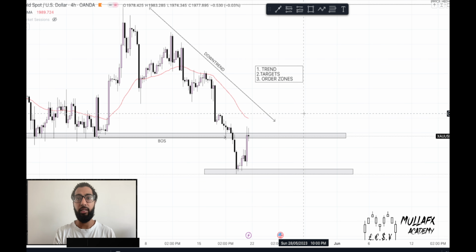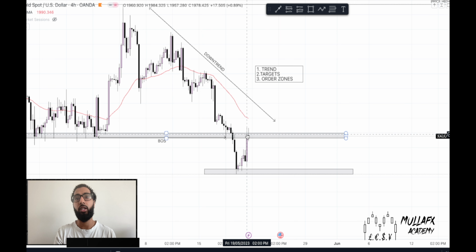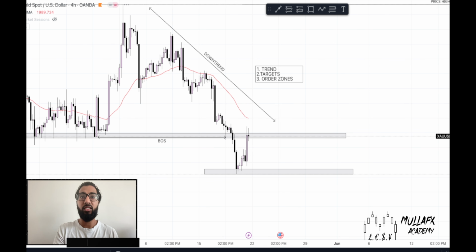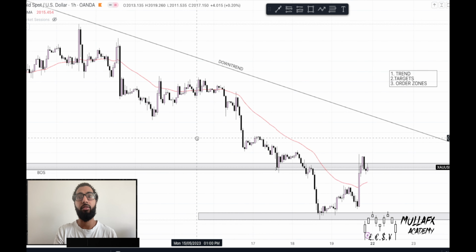We identify targets now because we've got breaker structure, we went down, we looked at target where it is right now, price is actually at our target, so that means this is going to be our order zone. But just in case, we're going to go into the 1 hour now, we're going to see if we can identify more trend lines or identify a better trend line for us.